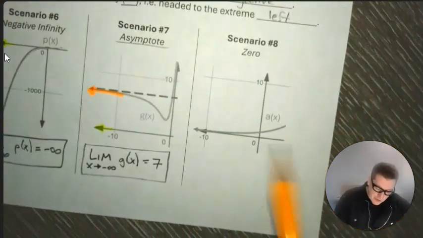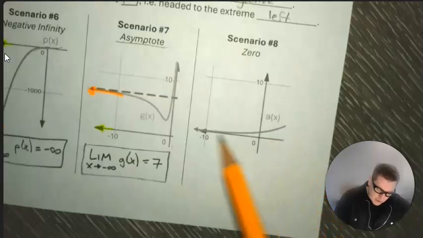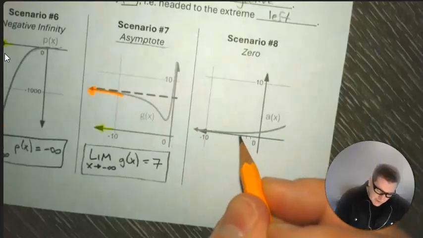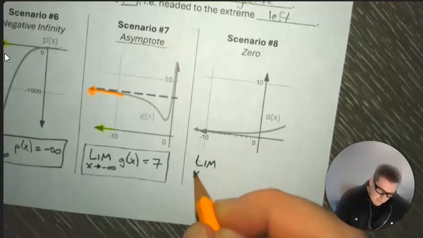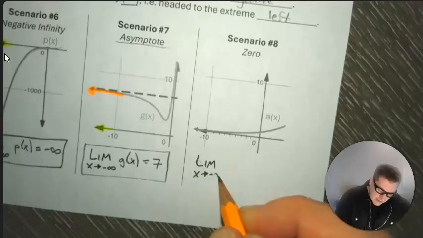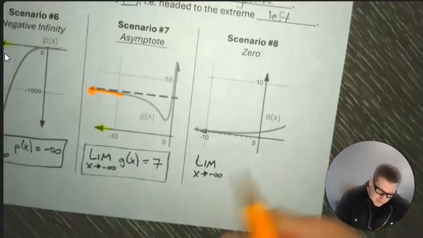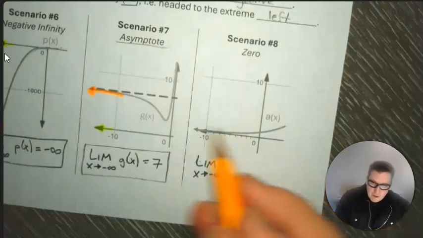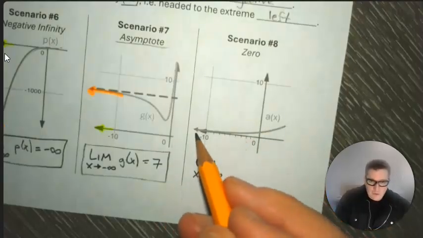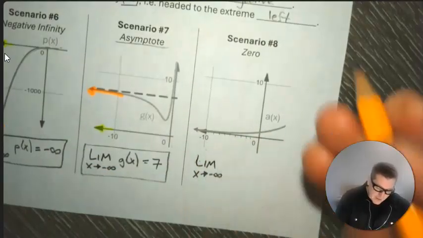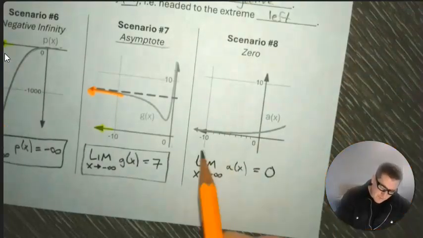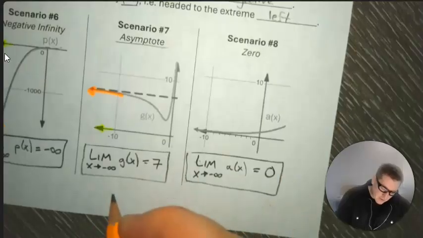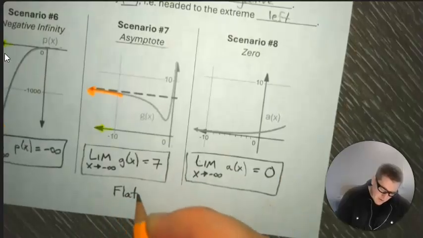Okay. Finally, another example, my function a of x, as I go to the left, and my x values are getting more and more negative, my function apparently is just not able to get past that x-axis. My function, when I go to the left, no matter how far to the left I go, it doesn't drop below 0. So its limit is 0. Okay, and once again, these two scenarios were when they became flat.